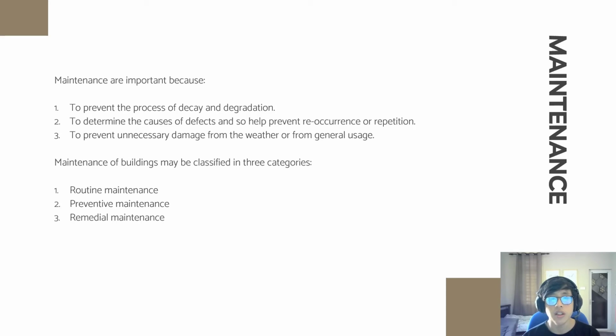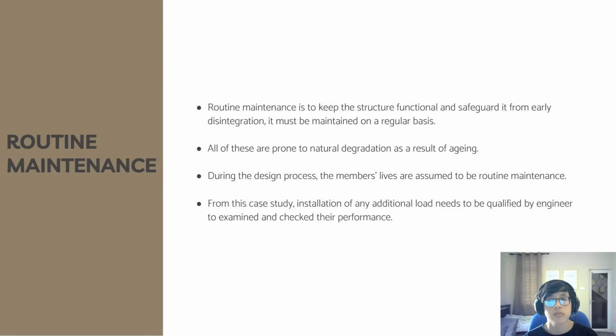Maintenance of buildings may be classified in three categories. First, routine maintenance. Second, preventive maintenance. And third, remedial maintenance. Routine maintenance is to keep the structure functional and safeguard it from early degradation. It must be carried out on a regular basis.